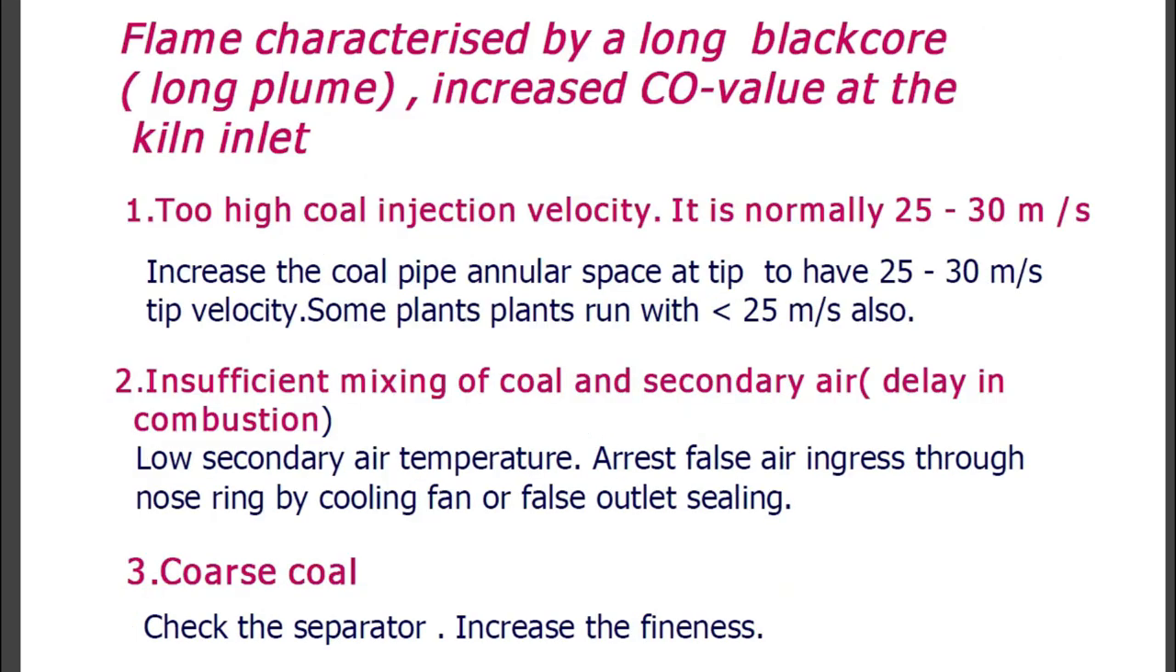Flame characterized by a long black core and increased CO value at the kiln inlet. First point, too high coal injection velocity. It is normally 25 to 30 meters per second. Increase the coal pipe annular space at the tip to have 25 to 30 meters per second tip velocity. Plants run with less than 25 meters per second also.